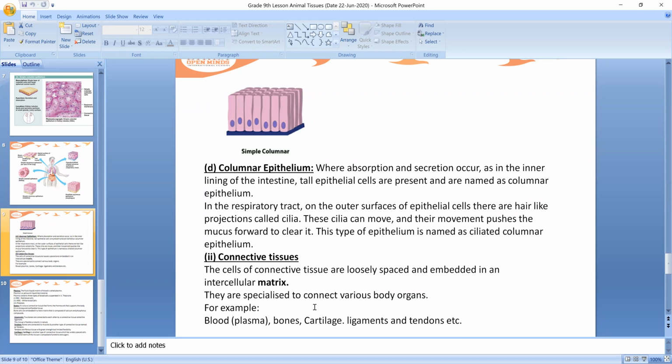So the cilia help in movement. They push this mucus forward to clear it off, so you get rid of that mucus. Because of the cilia only, the mucus comes out of the nose. This type of epithelium is named ciliated columnar epithelium. To make it more clear, I'll show you a video, children. I'll stop this and show you one video so that it will be clear to you.